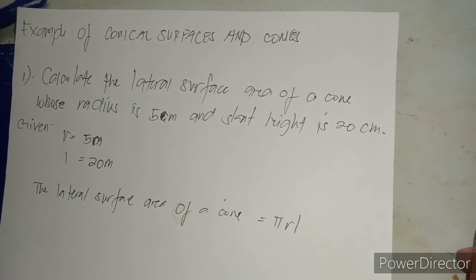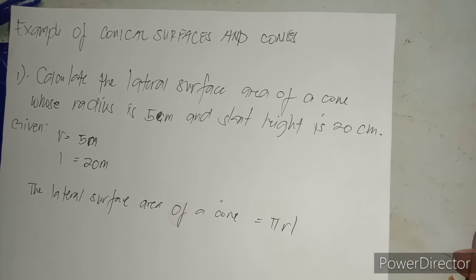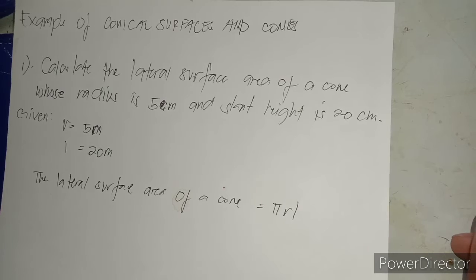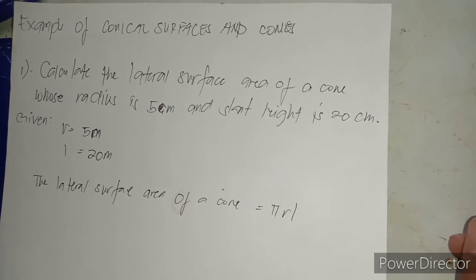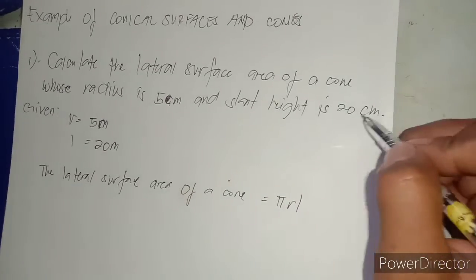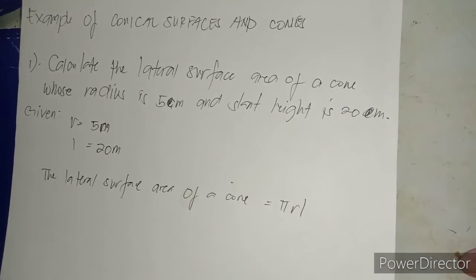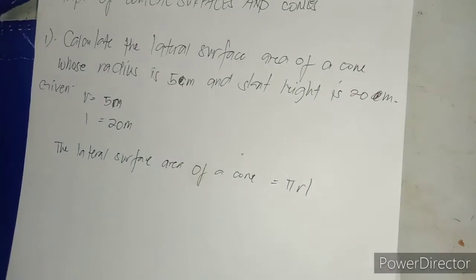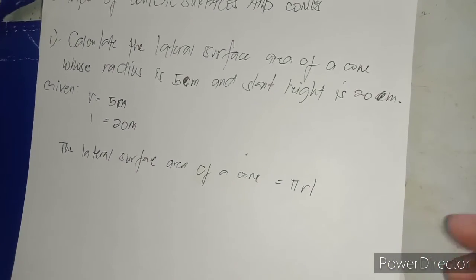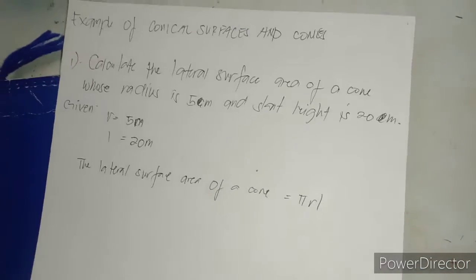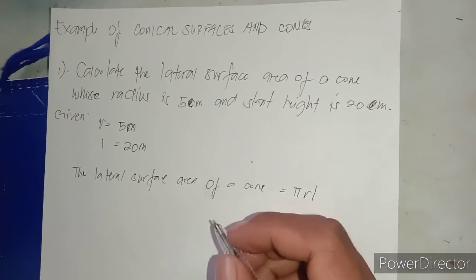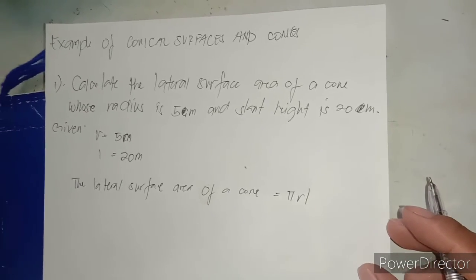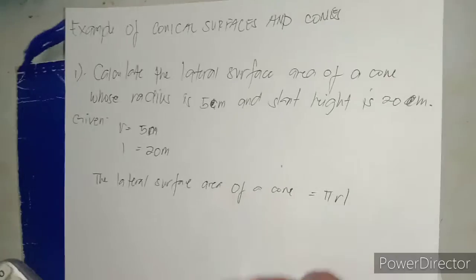Examples of conical surfaces and cones. Problem 1: Calculate the lateral surface area of a cone whose radius is 5 meters and slant height is 20 meters. Given: radius is 5 meters, and the slant height is 20 meters. The lateral surface area of a cone is pi r L. This is a simple problem because all you need to do is substitute the given values.